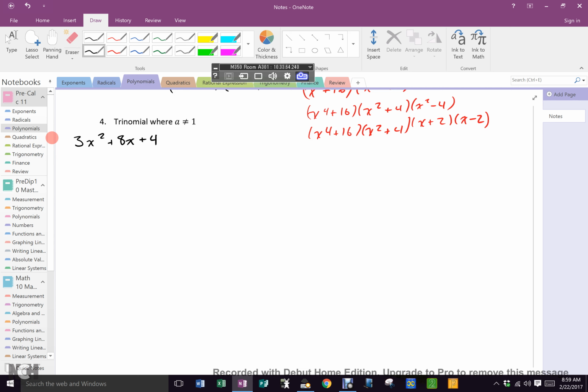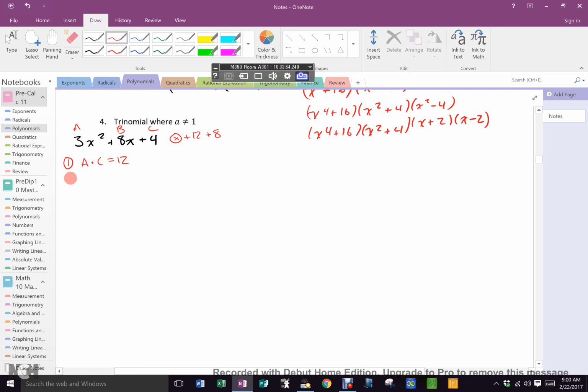Okay? So this is the way I like to do these, and I'm going to work in red. I'm going to call this method 1. A, B, C. A times C. That's step 1. So that equals 12 in this case. So I need numbers that multiply to 12 and add to 8, right?